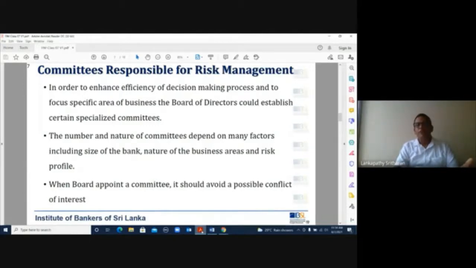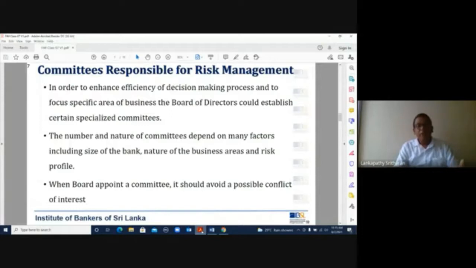There is no hard and fast rule. Sometimes some banks may have different committees for the compliance function and risk management, but most banks in Sri Lanka have risk and compliance handled by the same committee. It depends on the bank size and the nature of the business. If it is a large, more complicated bank, they may have separate committees. But if it is a small bank, they may amalgamate two or three committees into one. The number of committees is very small.